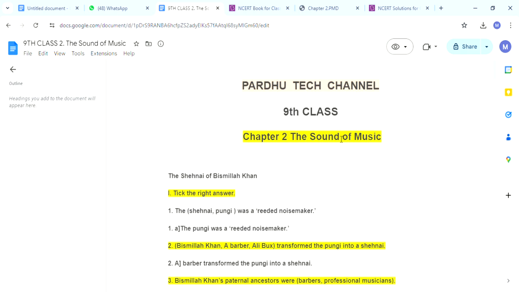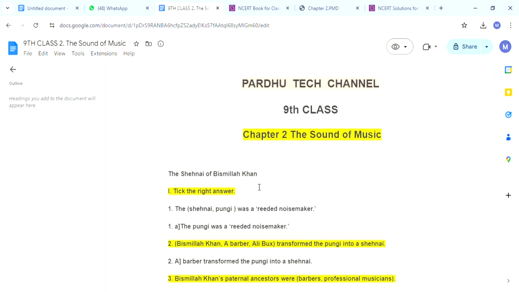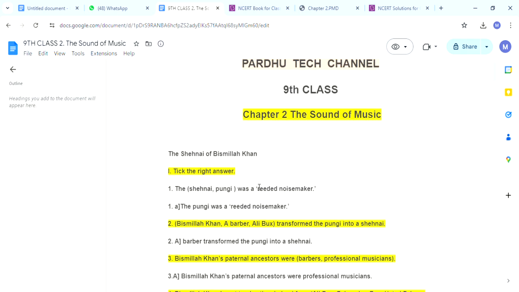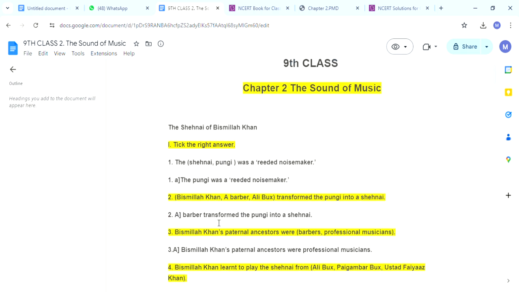Ninth class, chapter 2, The Sound of Music, the Shahnai of Bismillah Khan. Pick the right answer. The Shahnai or Pungi was a reeded noisemaker. Answer: the Pungi was a reeded noisemaker.